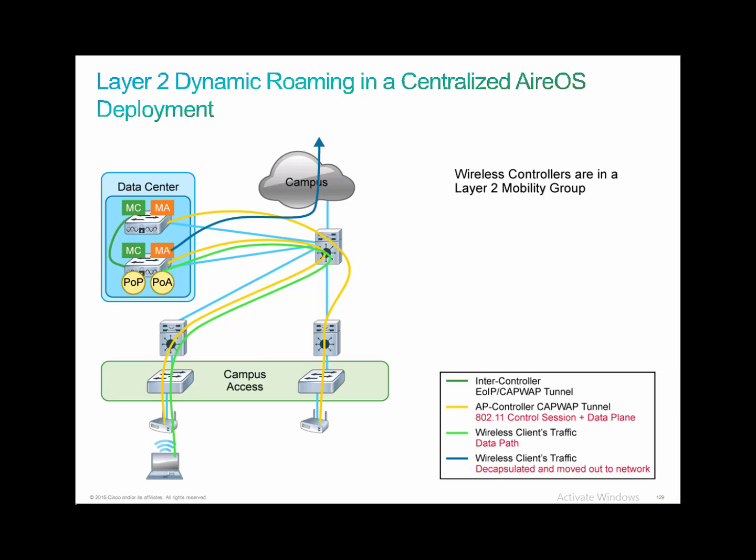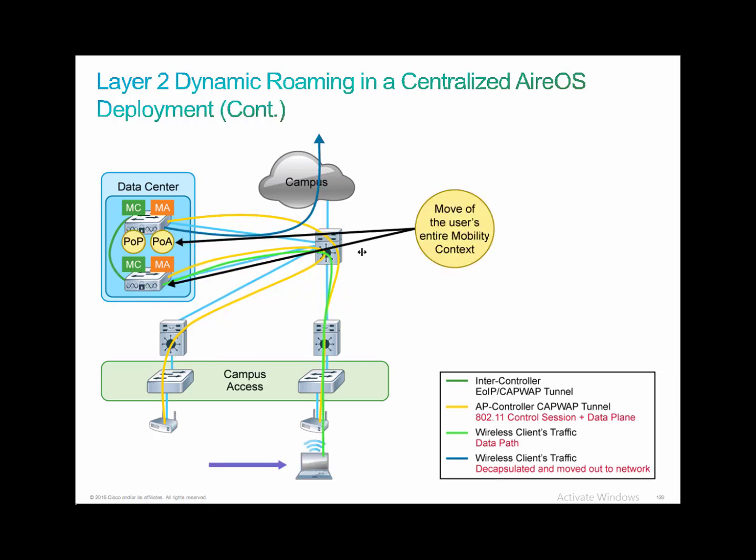Now let's talk about what happens when I roam to the other controller. All right. The new controller exchanges mobility messages with the original controller, and the client database entry then gets moved to that new controller that's in the same mobility group. So my point of presence and my point of access moves over to that new controller. Okay?